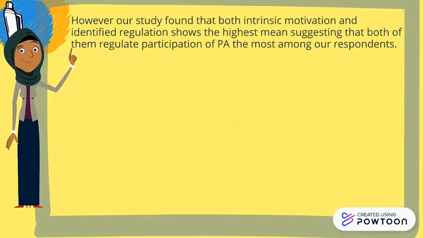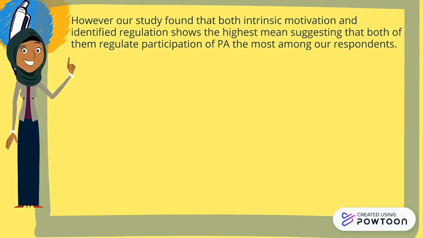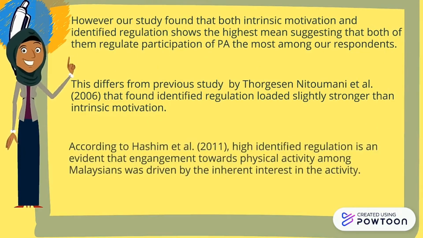However, our study found that both intrinsic motivation and identified regulation show the highest mean, suggesting that both of them regulate participation of PA the most among our respondents. This differs from previous study done by Thøgersen-Ntoumani et al. 2006 that found identified regulation was slightly stronger than intrinsic motivation. According to Hashim et al. 2011, high identified regulation is an evidence that engagement towards physical activity among Malaysians was driven by the inherent interest in the activity.